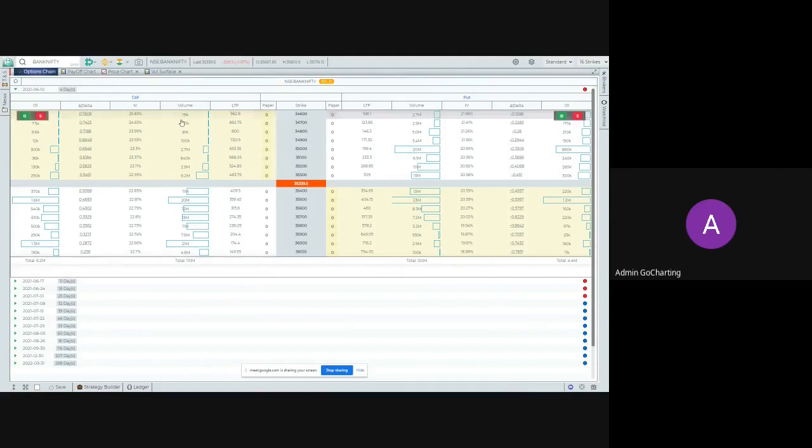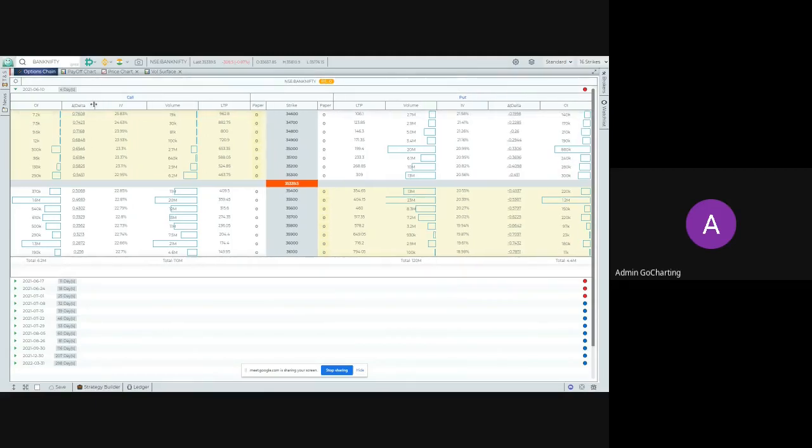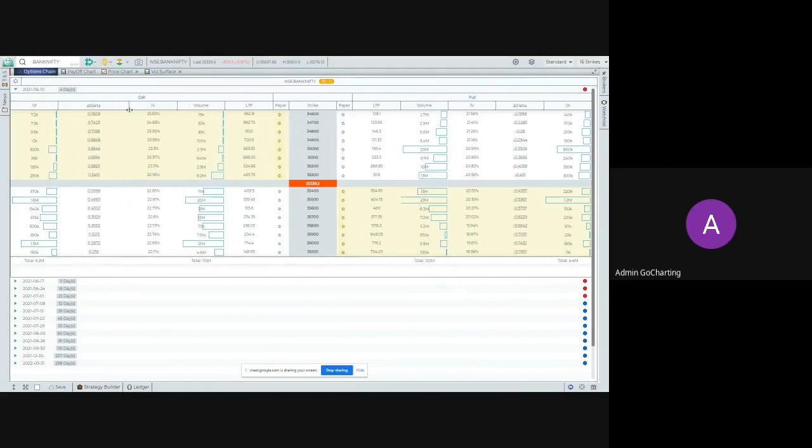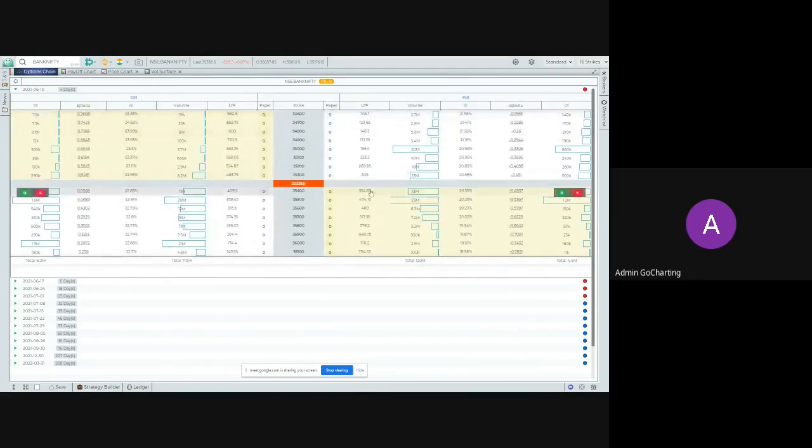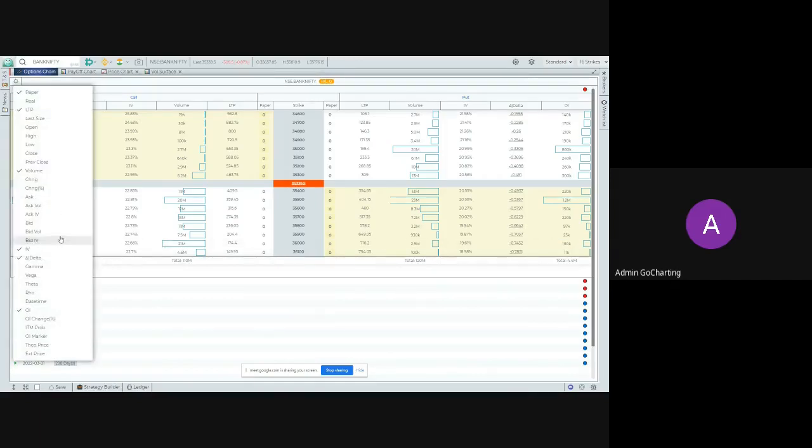Now this entire grid is configurable in terms of the size, so you can actually use your mouse and resize each of the columns and make it tighter in terms of the look and feel based on your computer resolution. The other important fields that I wanted to mention were, one is called OI percentage change.